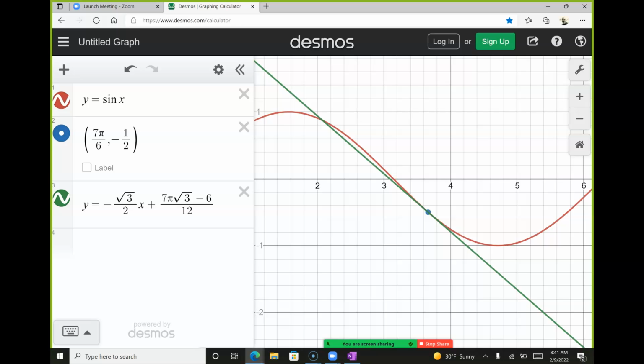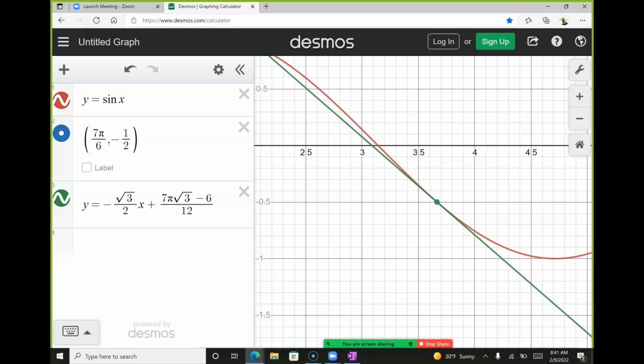And again, I don't care about it crossing a second point. I wanted to make sure I'm zoomed in on the point of interest, and I see it's only hitting once there. Right.